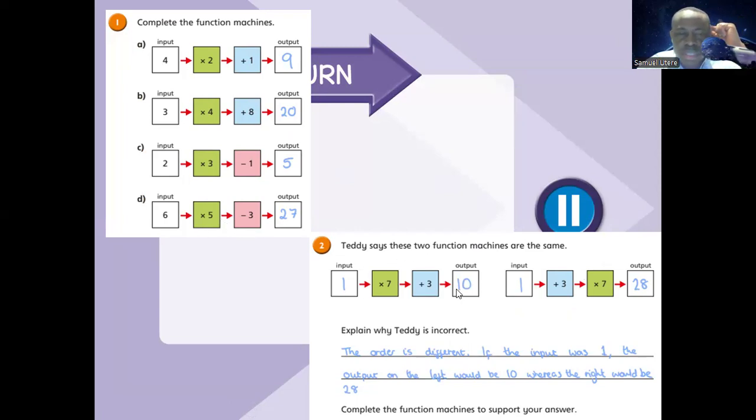But in this question, Teddy says that these two function machines are the same. Is it true? Is it correct or not? Of course, you can test it by using the same input. So if we put in 1, you see that your output is 10, and then here your output is 28. So remember that example we had: the order of operations will affect the output of your function machine. So it's incorrect.